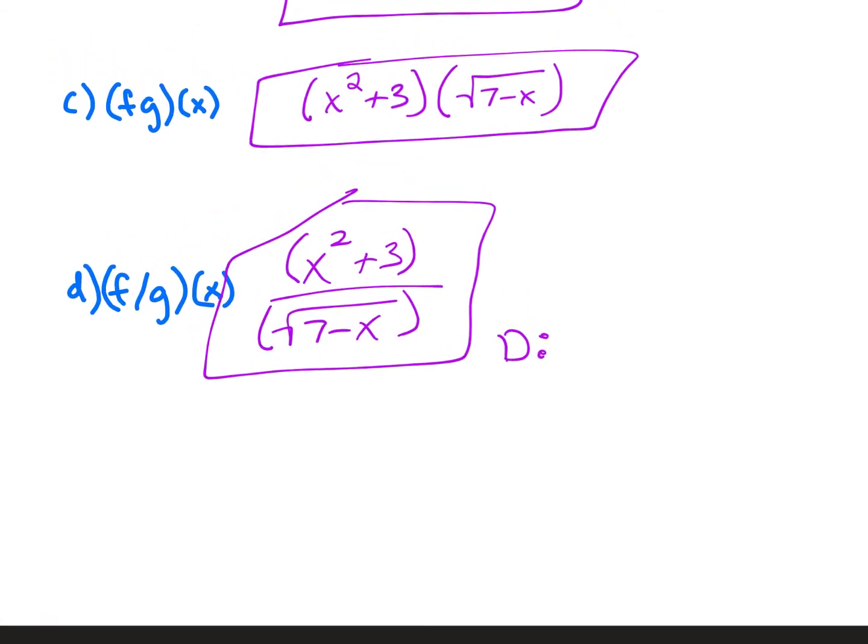Can a denominator ever be 0? No. So your domain here would be, not 0, sorry. Your domain would be 7, right? To what?